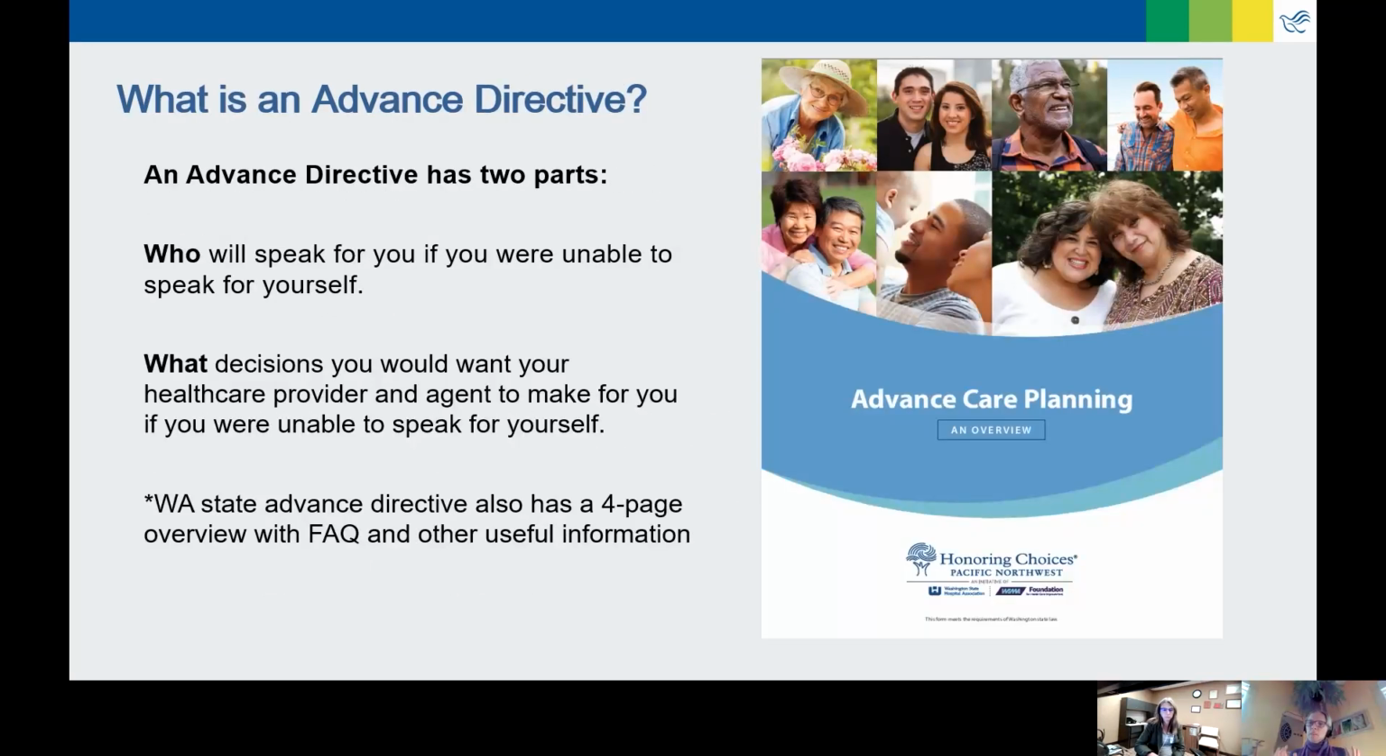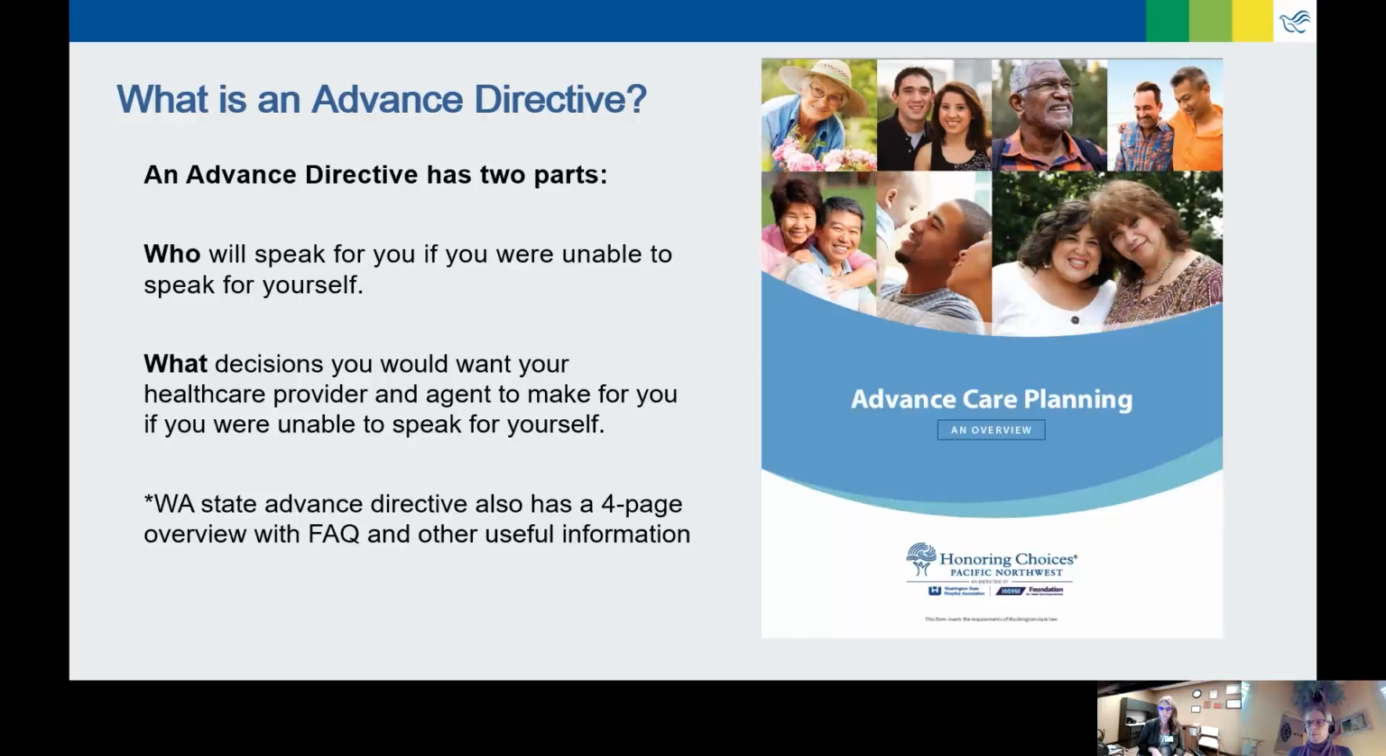So if we think about the legal document itself, it's called an advance directive. Whether you're using the Washington state document we'll be walking through today, or you already have legal documents completed, or are possibly helping somebody in another state, all advance directives have essentially two parts, two components. One part is naming the who. Who will speak for us if we're unable to speak for ourselves? And that document is called a durable power of attorney for healthcare.